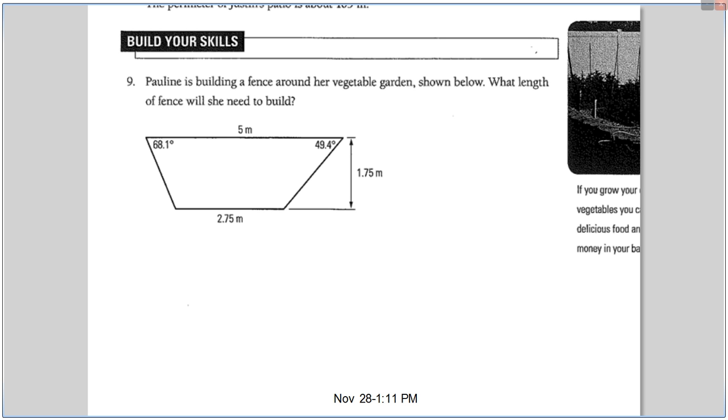Pauline wants to build a fence. So is that perimeter or area, the fence? Anthony, Sonia, Brown, if you were to build a fence, would that be perimeter or area? Perimeter. Okay, so let's find the perimeter of this bad boy.